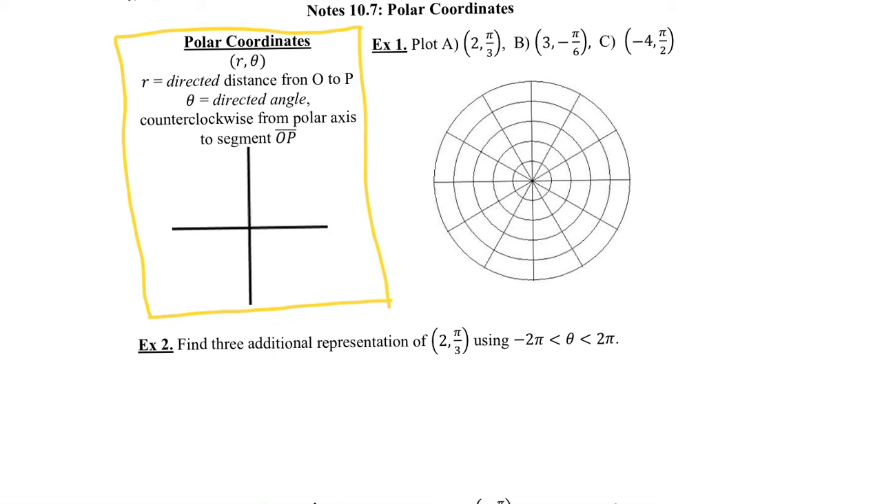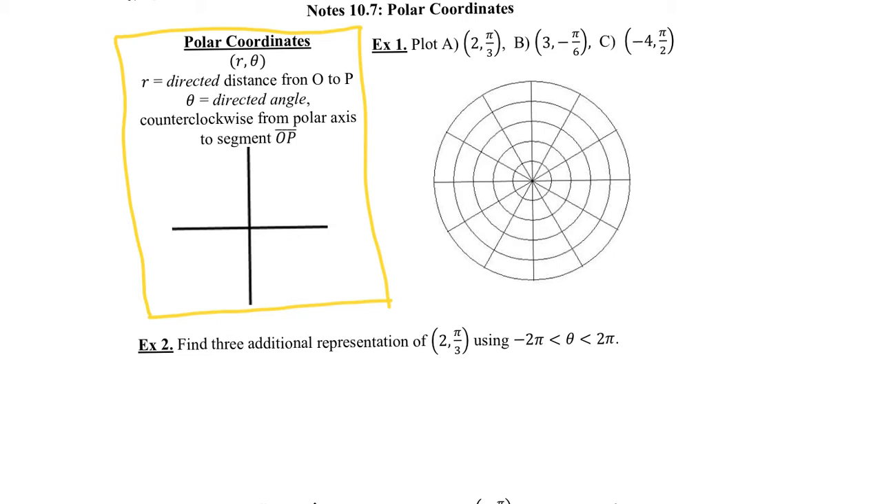In 10.7, we're going to introduce polar coordinates. Polar coordinates are another way to graph points and graphs and other things, just using a different system than the rectangular coordinates, the x, y that you are used to. When we write an ordered pair for a polar coordinate, it's r comma theta, where r is the directed distance from O to P, P is the point, theta is a directed angle counterclockwise from the polar axis to segment OP.